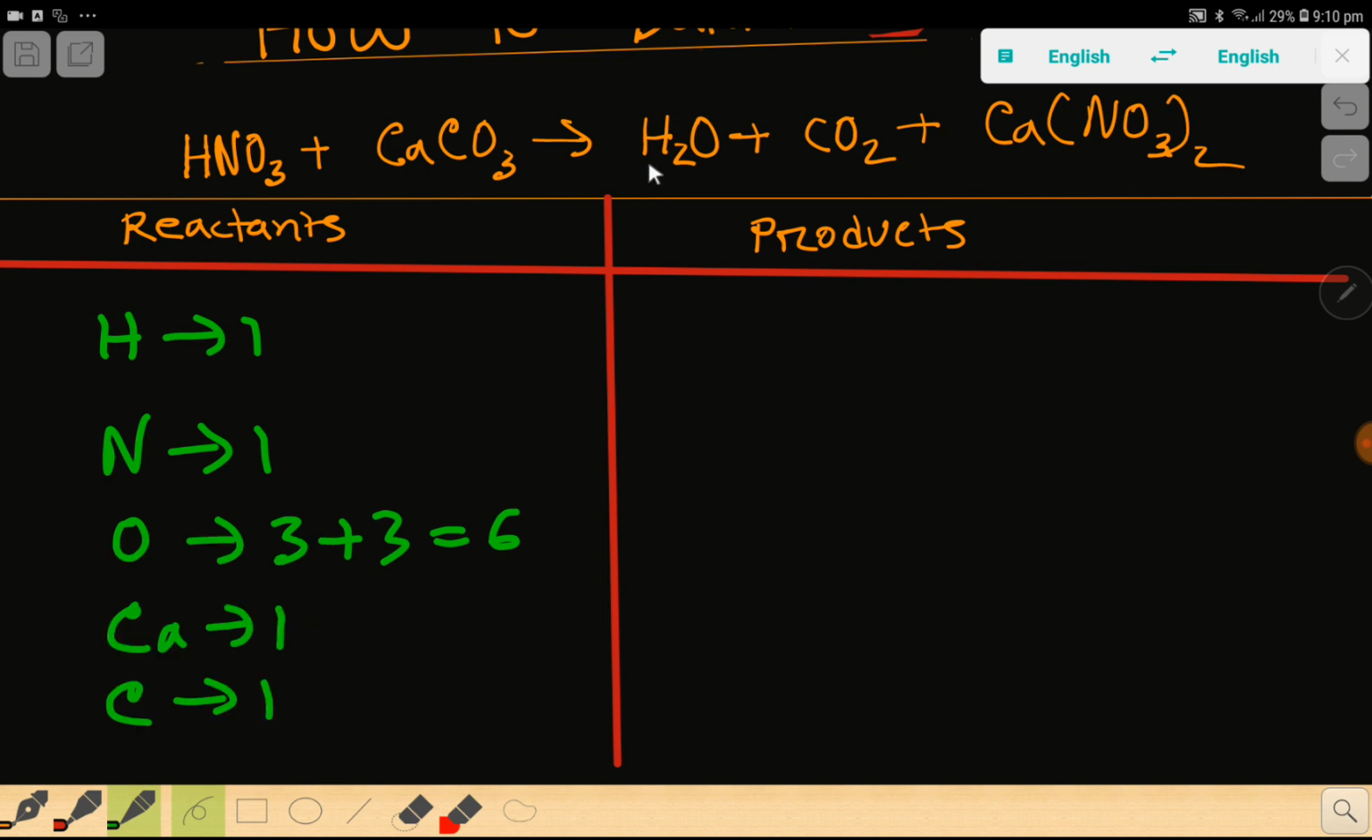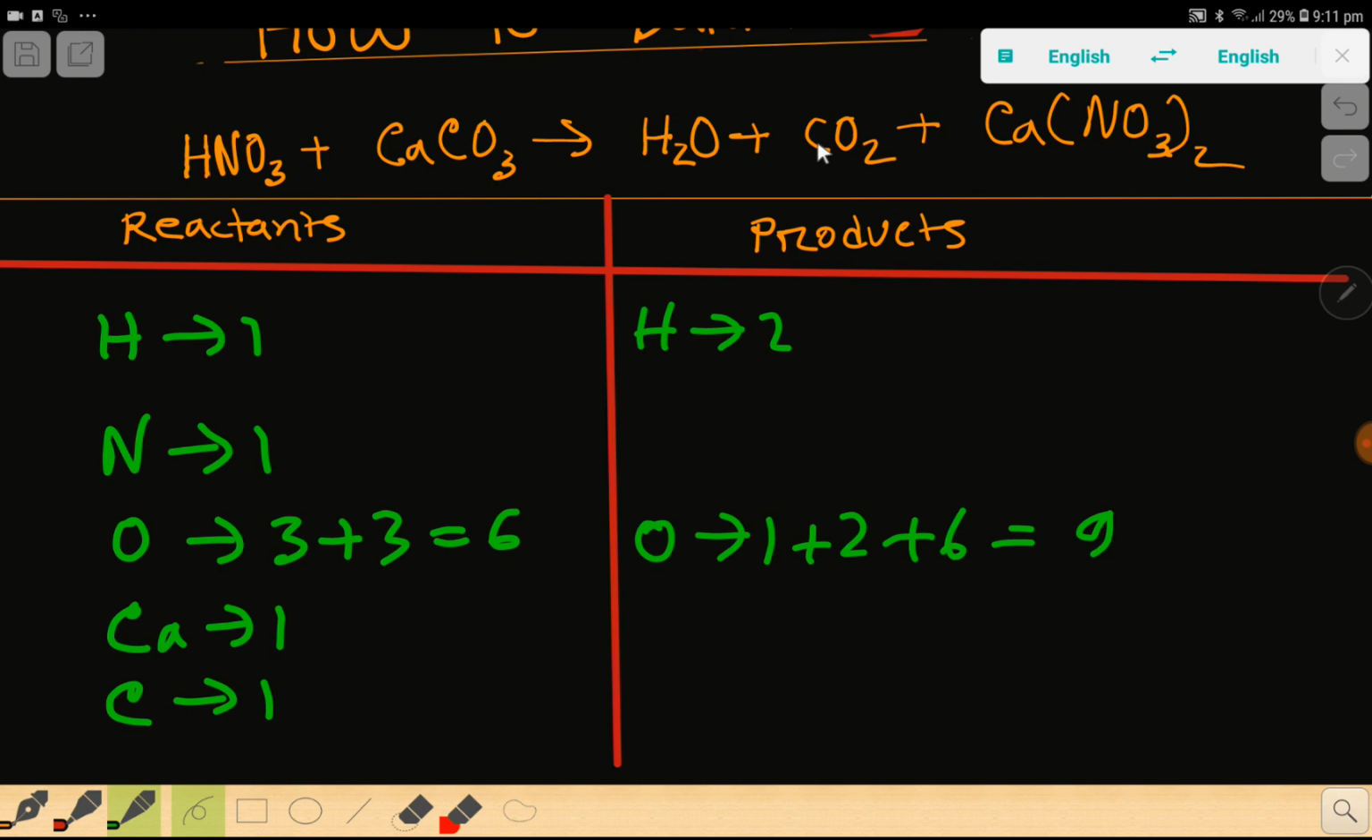Then in the right hand side we have hydrogen, that is 2 here. Then here we have oxygen, which is 1. Then here we have more oxygen, more 2 oxygen. Then here we have 3 NO3, 2, that is 3 times 2, 6 oxygen. So basically we are getting here 9 oxygen.